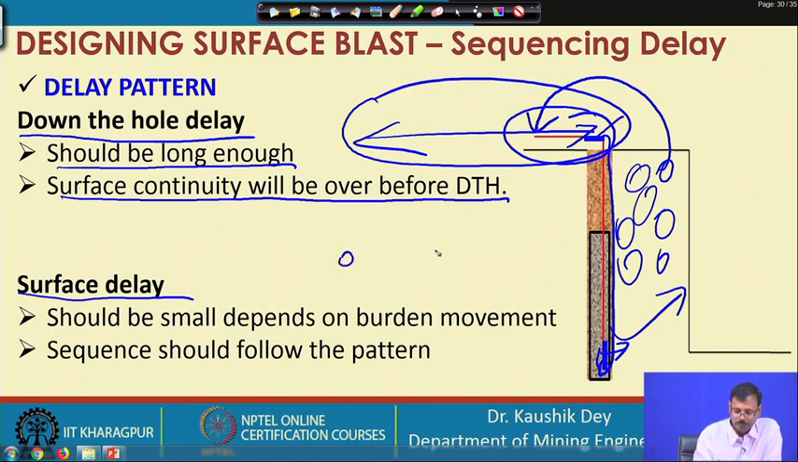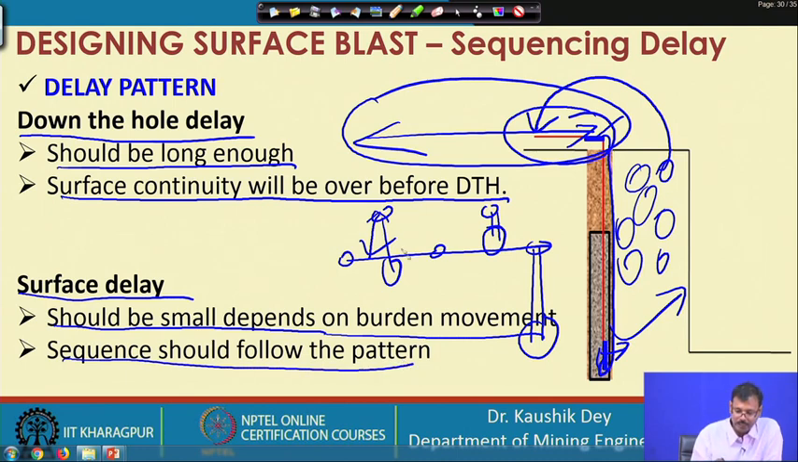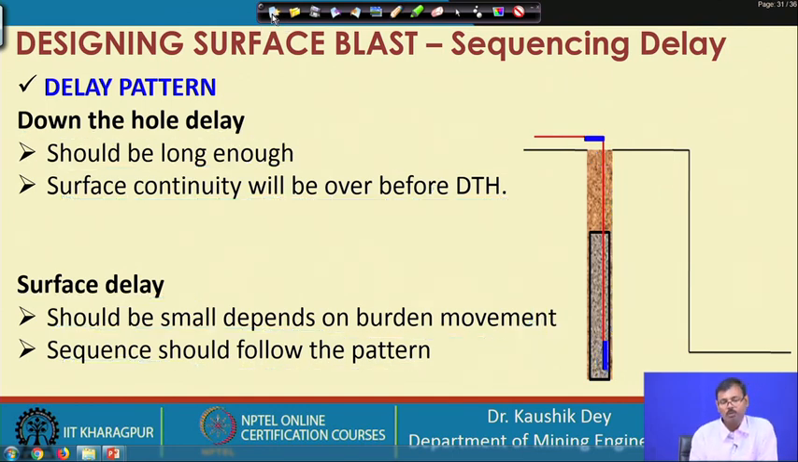So, while we are having these two rows of holes, the delay provided in the surface between this row will remain the same as we are using the down the hole delay of the same amount in all the holes. So, basically the surface delay will remain the delay of the actual time of blasting, and surface delay should be used small depending on the burden movement. Sequence should follow the pattern in the surface. Down the hole delay must be the same and it must be long enough, so that the complete blasting will be over before the first hole has to be blasted.